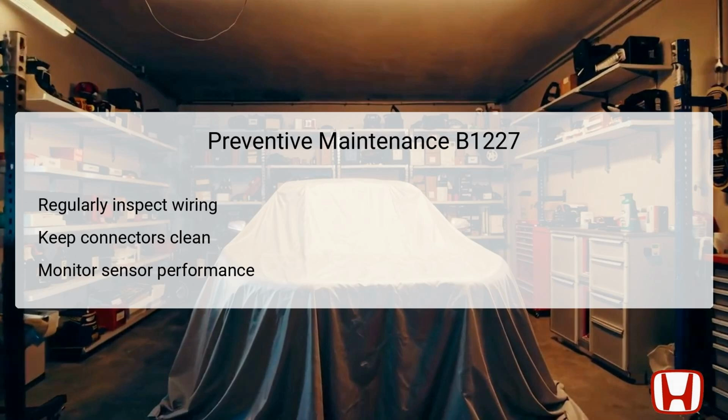Keeping connectors free from dirt and corrosion is also essential, as these contaminants can impair electrical connections and lead to sensor malfunctions. Additionally, routinely monitoring the performance of the outside air temperature sensor can help identify any early signs of degradation or failure. Taking these proactive measures ensures the longevity and reliability of the climate control system. Prevention is always more cost-effective than dealing with major repairs once problems arise.